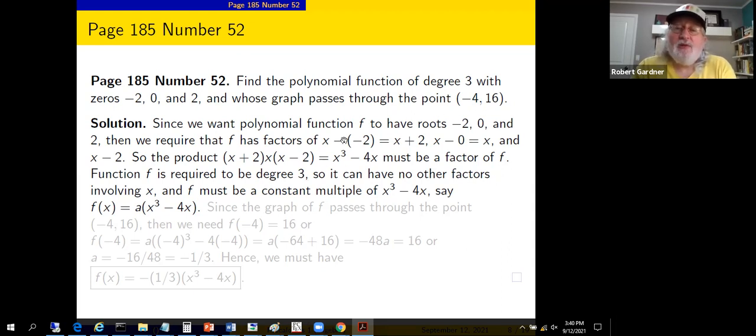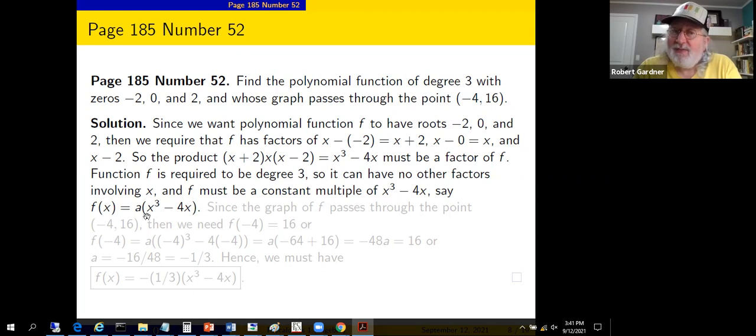Remember, I could take this and multiply it by any constant I want. How about we multiply it by constant a? Let's take f of x equals a times x cubed minus 4x. The x cubed minus 4x factors into the product of these three things. So it's still got the same roots. So we're good there. But we also wanted the function to pass through the point -4, 16. So that's why we put the a out front.